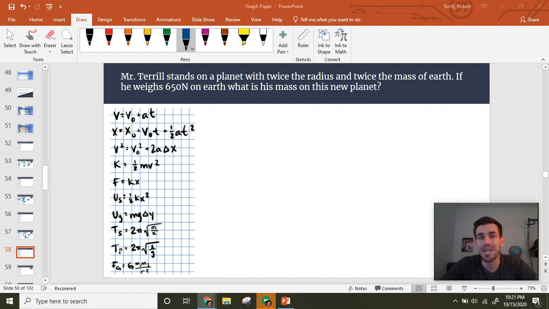Mr. Terrell is standing on a planet with twice the radius and twice the mass of Earth. If I weigh 650 newtons on Earth, what is my, oh, that should actually say weight, my mistake. That should say, what is my weight on the new planet? So that should say weight. You have 90 seconds left. Remember, first step, find your formula.